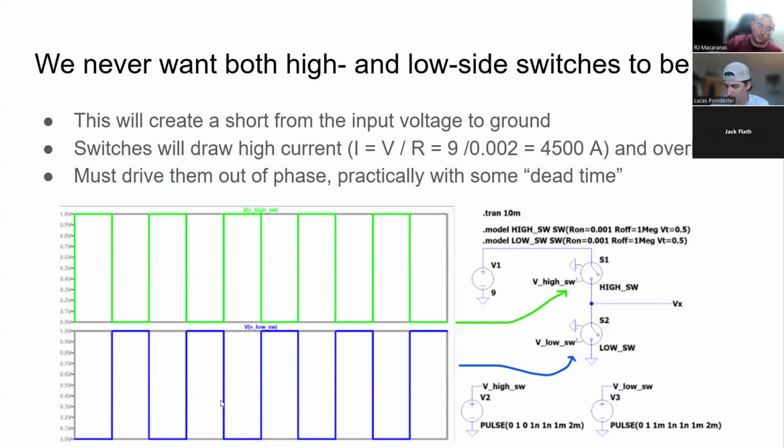So whenever we have a high side and a low side switch, we need to make sure to drive them out of phase, right? So when one is on, the other's off. And we usually want to have some amount of dead time where both of the switches are off, just to safeguard us from these instantaneous times where both of them are on, even if it's for like a nanosecond or whatever. This can be dangerous. That's too much current.